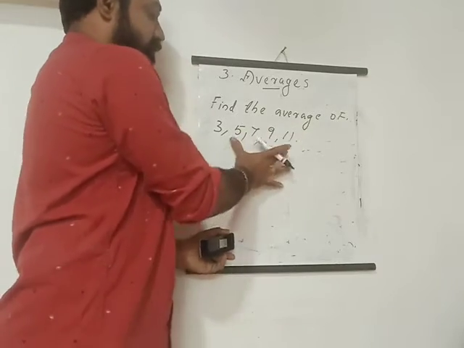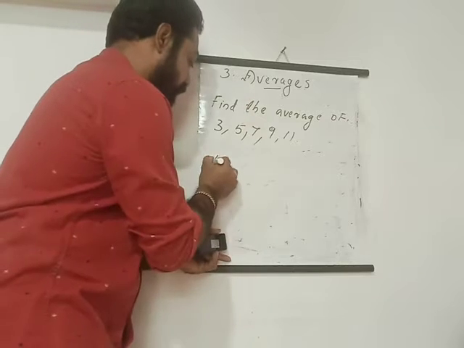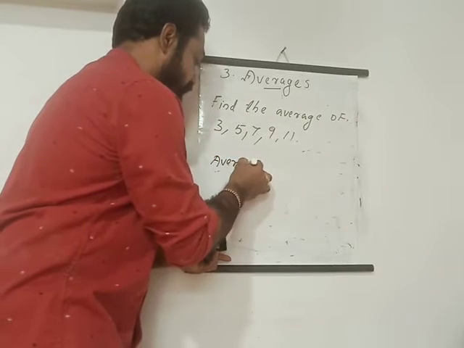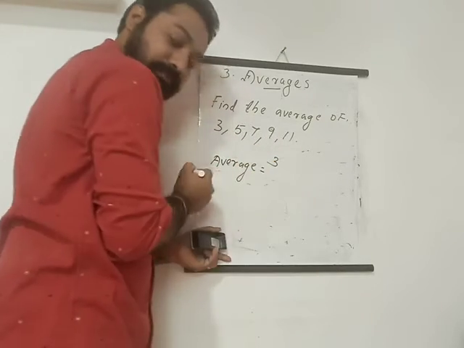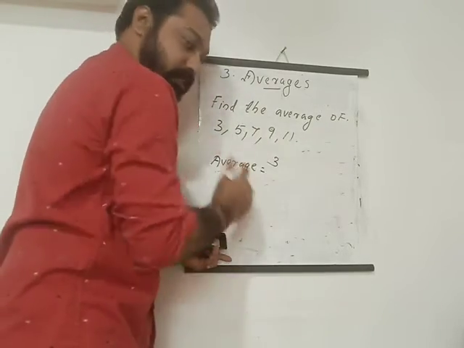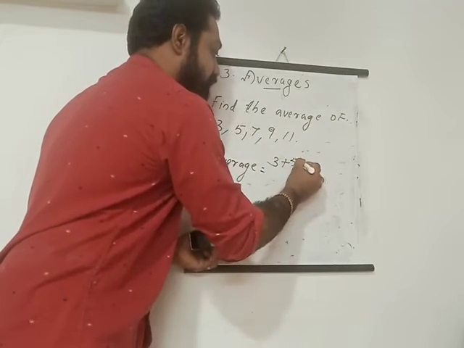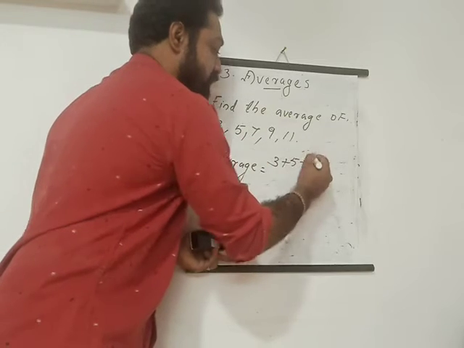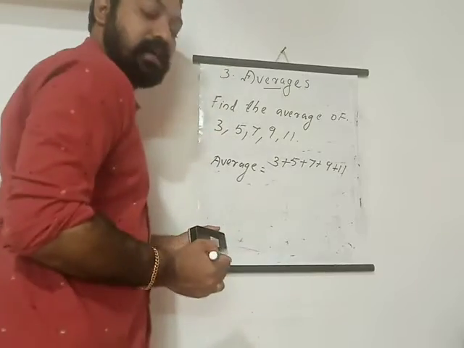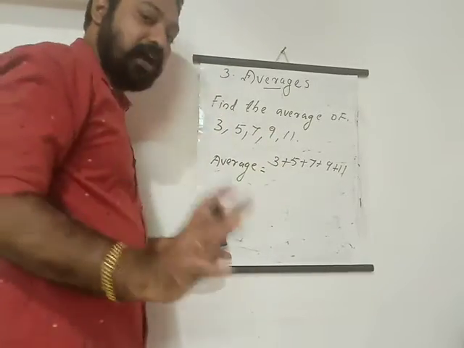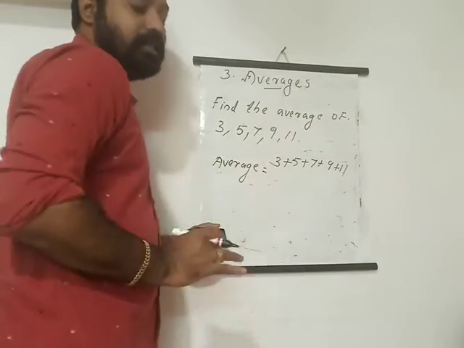You can see that we have some numbers and we need to find the average. To find the average, we write: average is equal to the sum of all the numbers. That means 3 plus 5 plus 7 plus 9 plus 11. Just add all these numbers. That is called the sum of all the quantities.